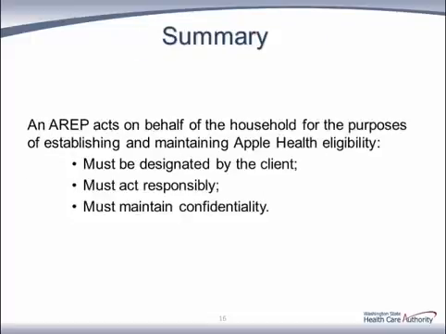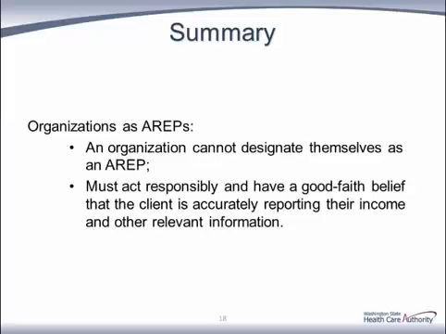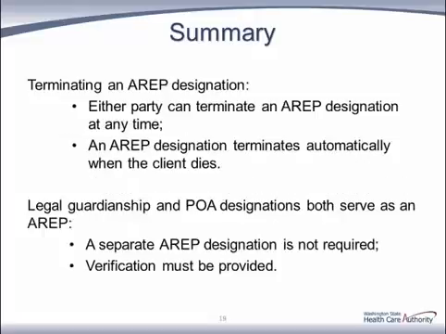We have now touched on all of the main points surrounding the rules and responsibilities of an AREP. The next few slides are a recap of the key points we have just discussed. Remember that an AREP acts on behalf of the household for the purposes of establishing and maintaining Apple Health eligibility. There are multiple ways to designate an AREP. Organizations cannot designate themselves as an AREP. This must be requested by the client. Either party may terminate the AREP designation. Legal guardians and power of attorney designations may both serve as AREPs once verification has been provided.